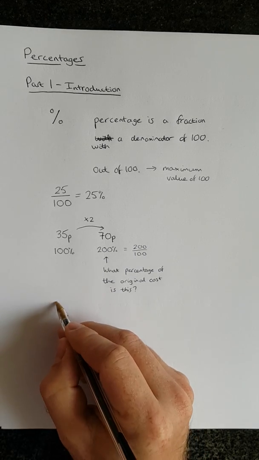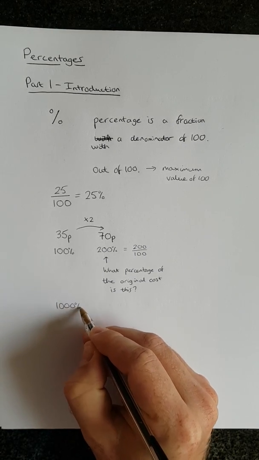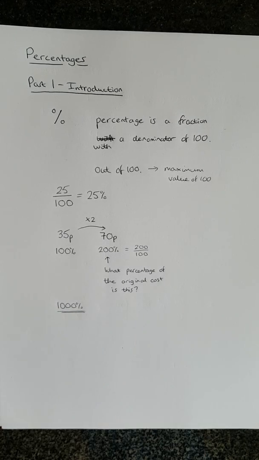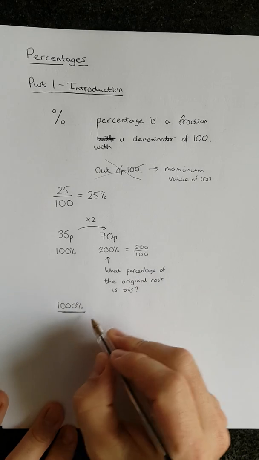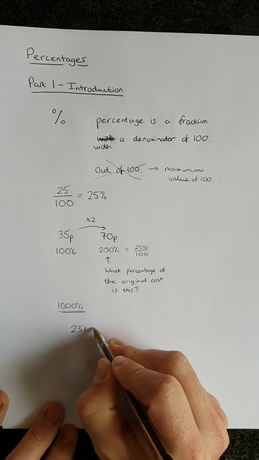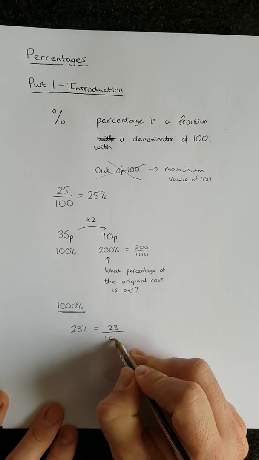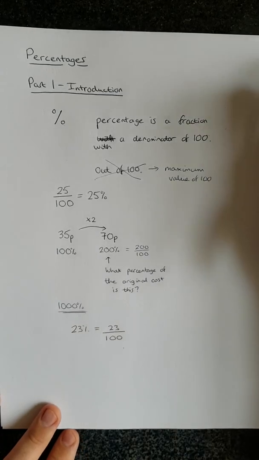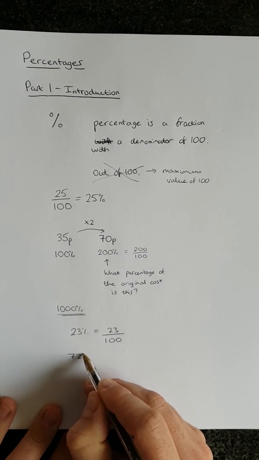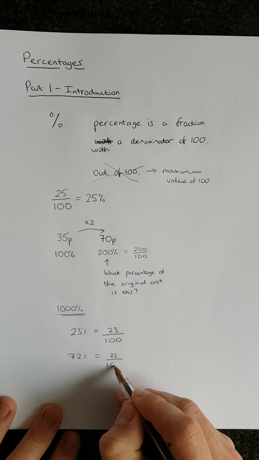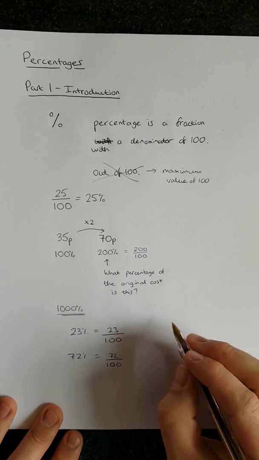You will hear sometimes people say things like something increased 1,000%. Again, that's only possible if it's a fraction with a denominator of 100. So it's not out of 100. So 23% is 23 over 100. Make sure you keep your line horizontal. 72%, 72 over 100.